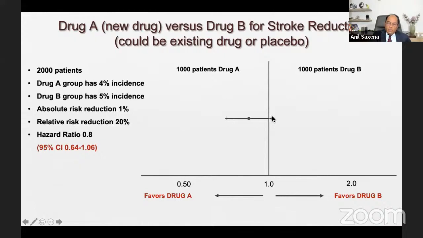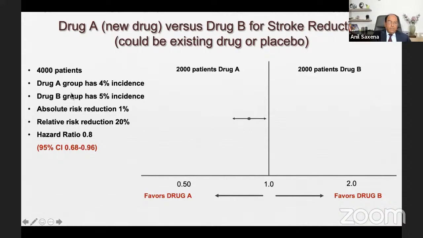And once this confidence interval, the upper bound, is touching the line of no difference or crossing it, then your p value will become more than 0.05. Your trial will not show a statistically significant difference. So this is the importance, that everything else is the same. Your point estimate is the same. Everything is the same. Incidences are the same.